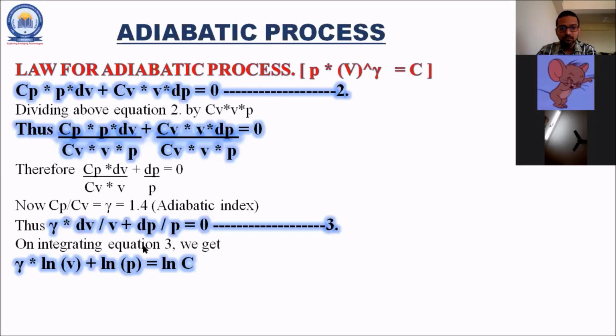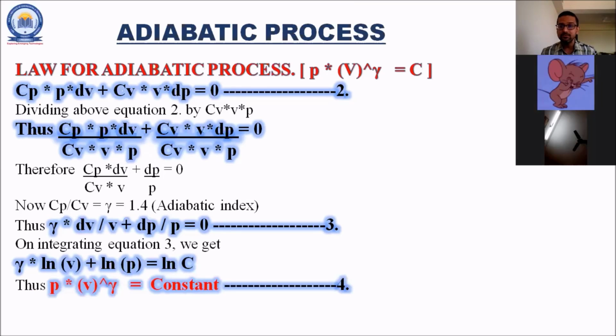So now I can remove this term of gamma and lift it over to the head of v. So I can write ln v raised to gamma plus ln p is equal to ln c. All the terms are having ln, so the positive ln can be removed, and it comes in the form of multiplication. So removing all those terms, now I will be getting the answer, that is p into v raised to gamma is equal to constant. I hope you have understood up till this point, equation number 4, and you are getting the answers.